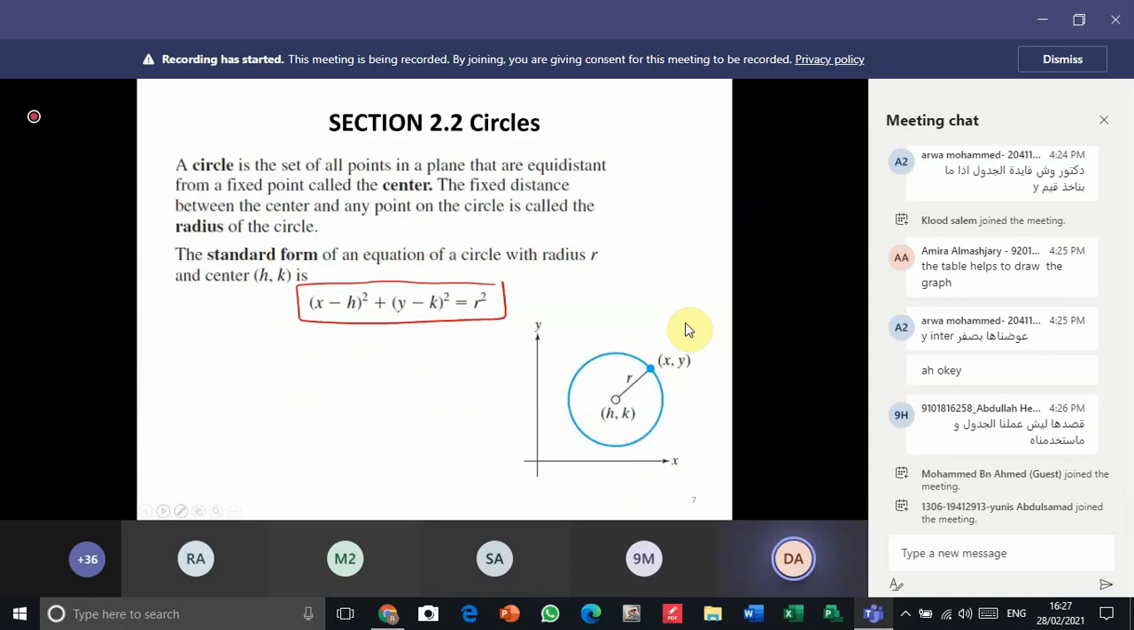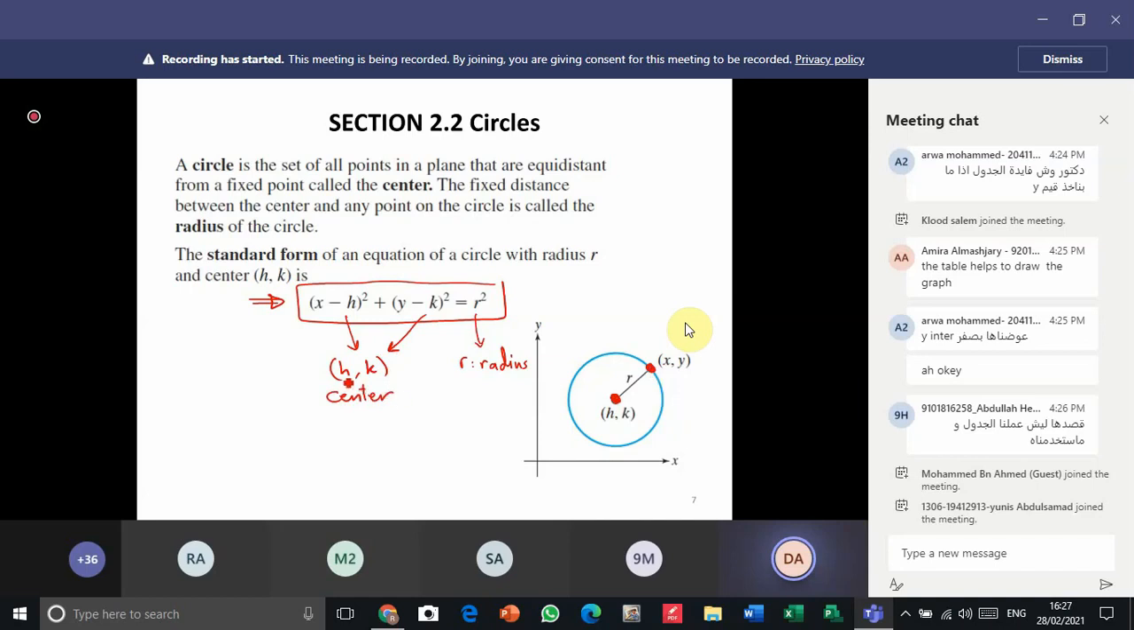طيب نرجع للسيركل. سيركل ستاندرد فورم قلنا هذا الستاندرد فورم for the circle: (x minus h) all square plus (y minus k) all square equal r square. r, this is the radius, اللي هو الراديوس. Radius is the distance between the center and any point on the circle. And h and k, this is the center.